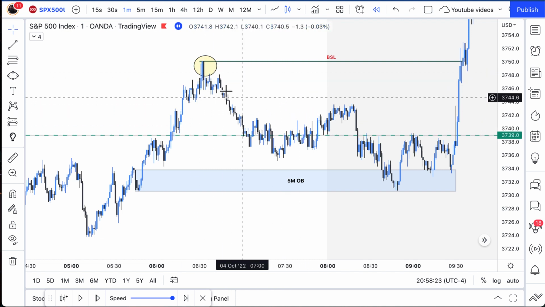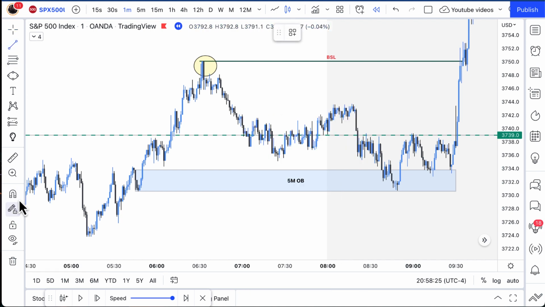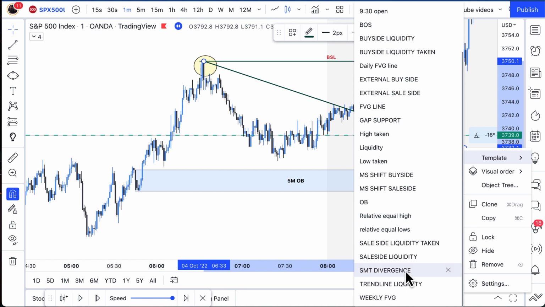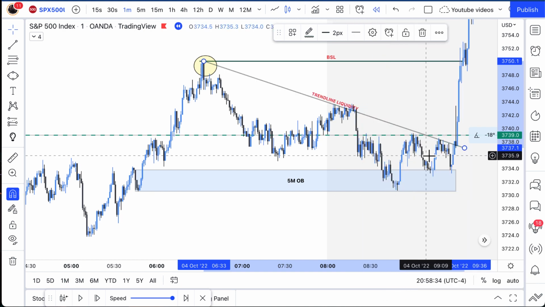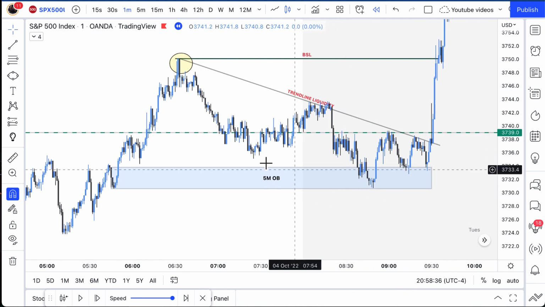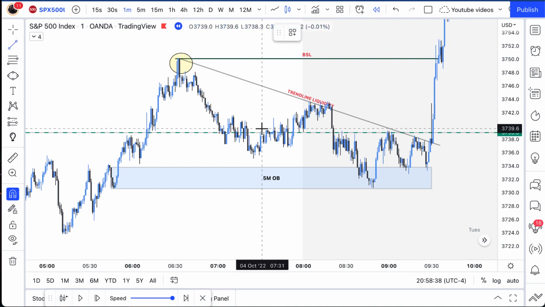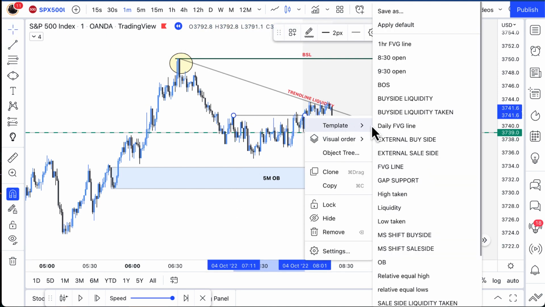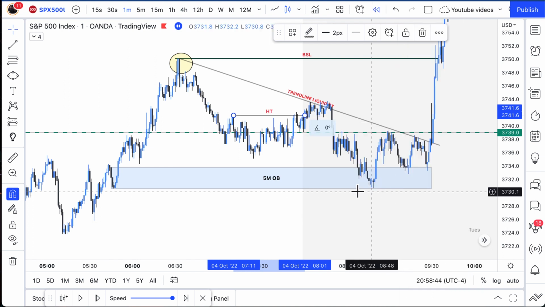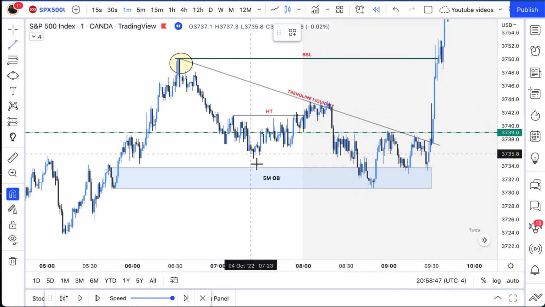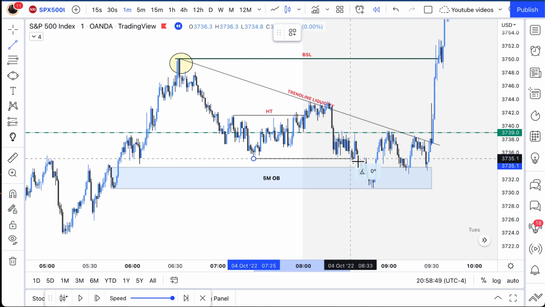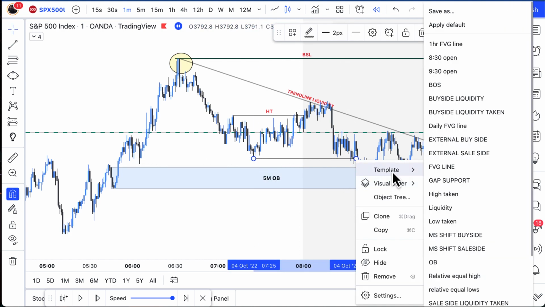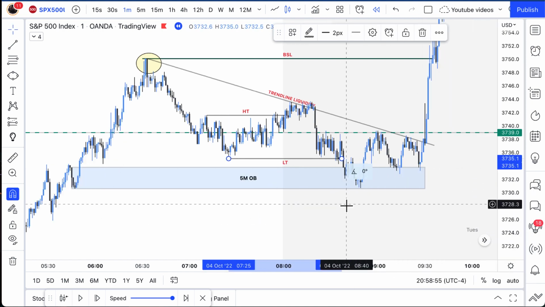Another thing I noticed was that the market had created trendline liquidity. That is a strong indicator that the market will go back to attack that area. So that was the second thing I noticed. Third thing I noticed is that the market had taken out short-term buy-side liquidity, so I'll mark that as HT for highs taken. The market had also taken out short-term sell-side liquidity, so I'll mark that as LT for lows taken.